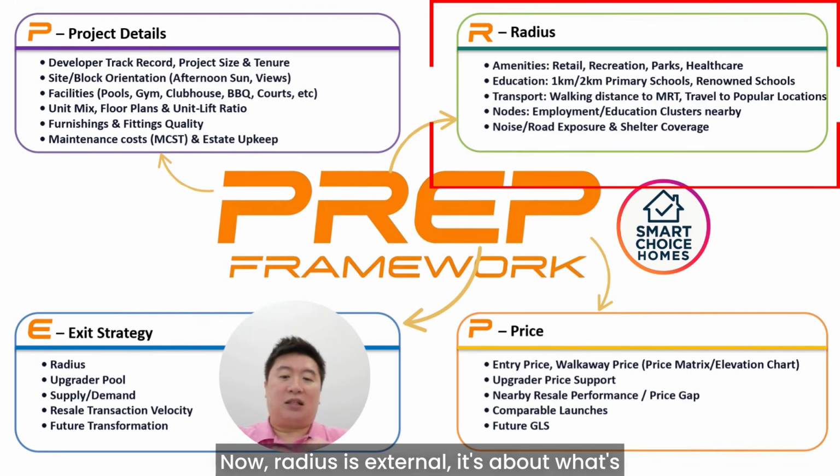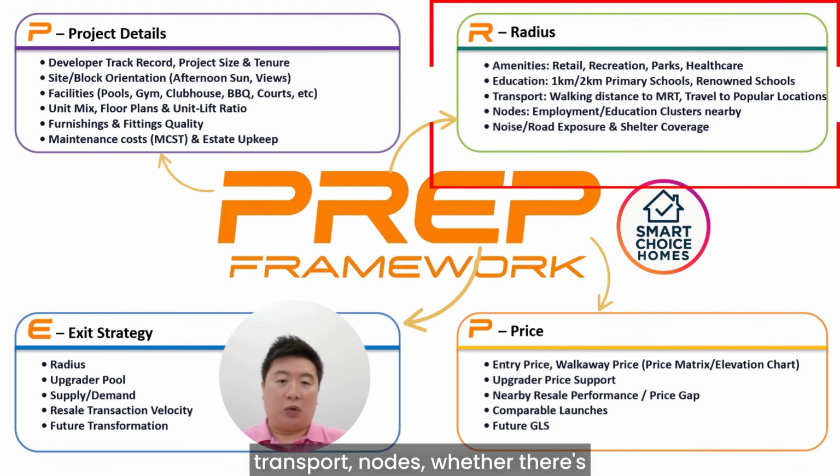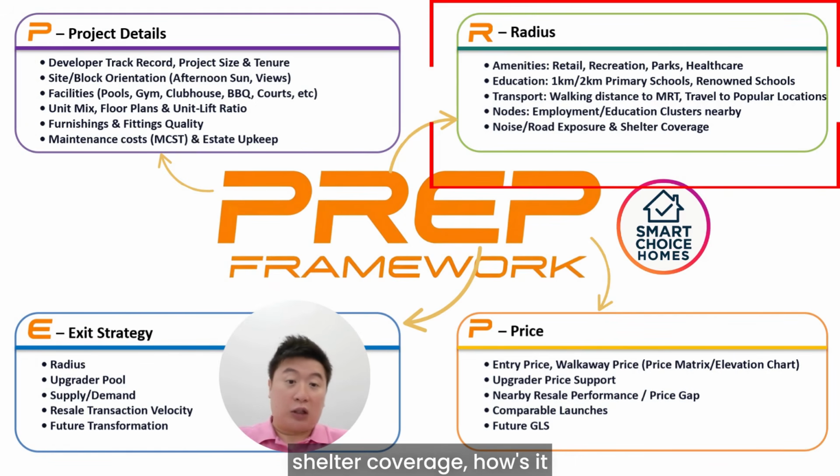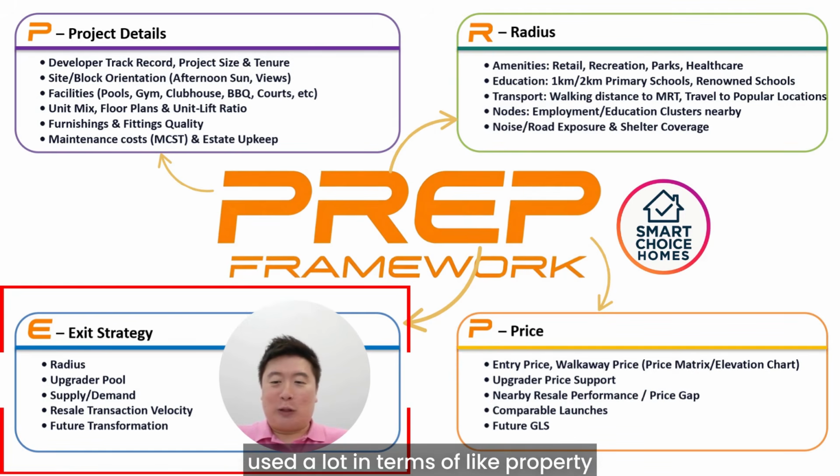Now, radius is external. It's about what's in the radius around the project. So your amenities, education, transport nodes, whether there's a lot of noise, road exposure, shelter coverage, how it's looking, things like that. And then you have your exit strategy, the third one, E. Exit strategy should be fairly straightforward. This term has been used a lot in property reviews and content. Effectively, for the exit strategy, we need a good upgrader pool, good supply and demand, resale transaction velocity, and future transformation.